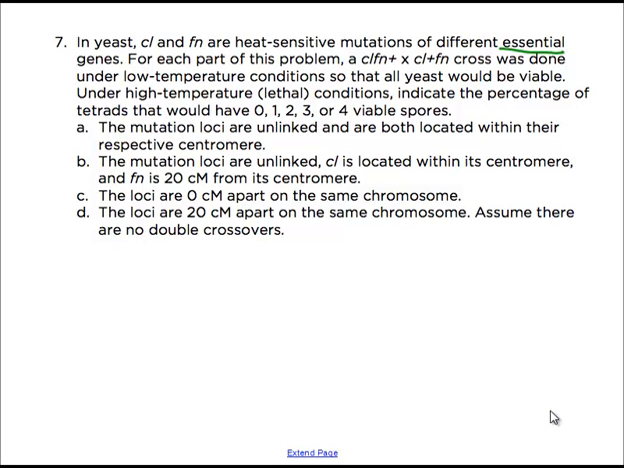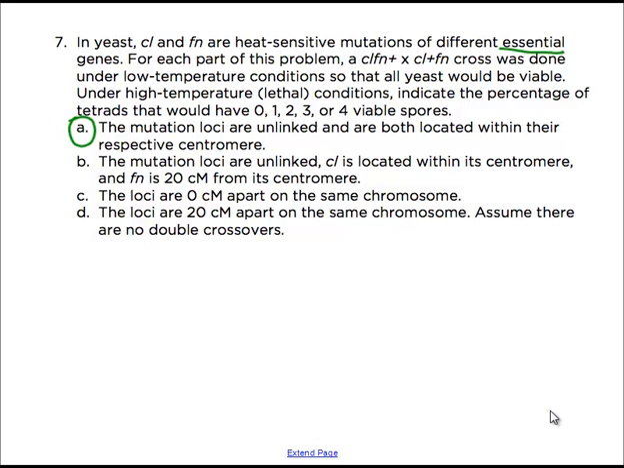Okay, so I should say that it's very important to understand, if you're not doing these in order, question 4 in this section has to do with how you get tetratypes when genes are unlinked. You have to understand that in order to get this, because we can't go through it all again. So take a look at that if you haven't already.